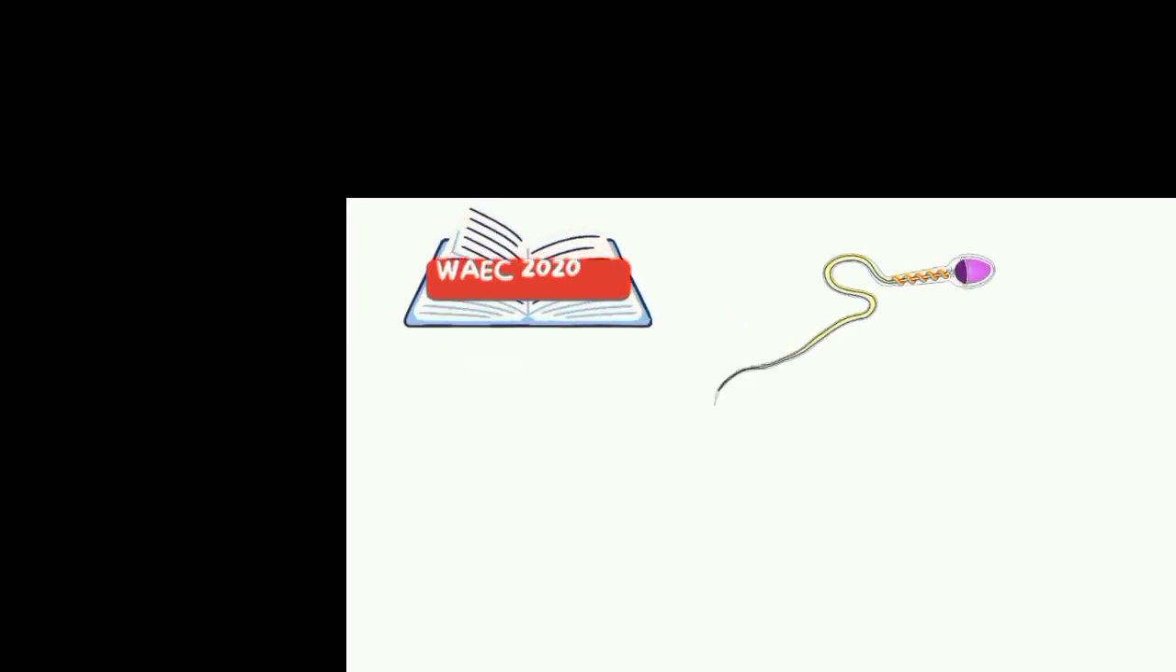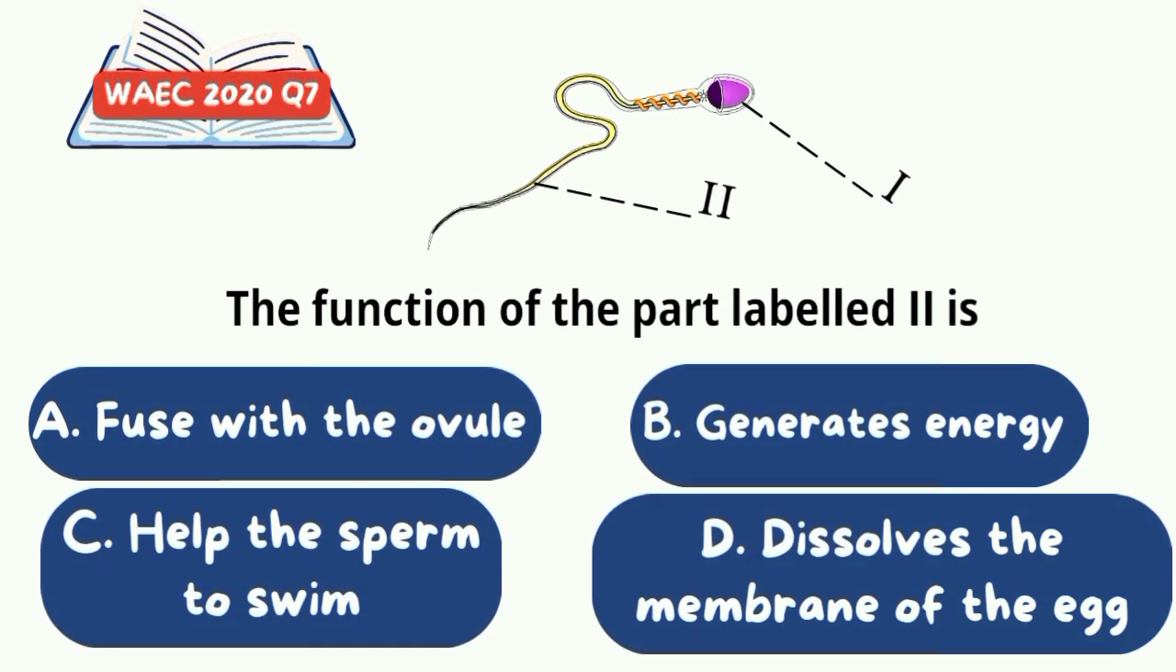Question 21. The function of the part labeled Roman figure 2 is A. Fuse with the ovules, B. Generate energy, C. Help the sperm to swim, and D. Dissolve the membrane of the egg. Think about the option and pick your answer.